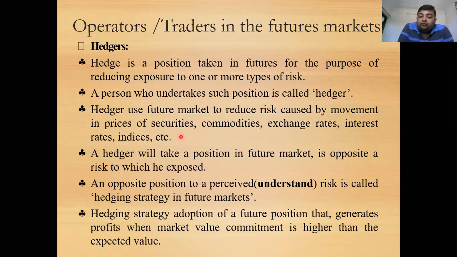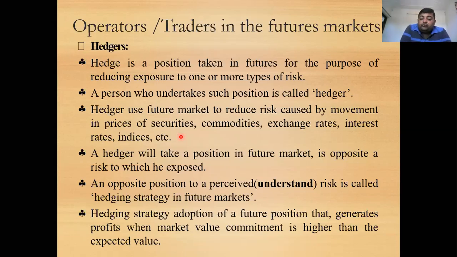A hedger will take a position in the future market opposite to the risk to which he is exposed. For example, you have bought some securities of companies under the future market. For example, you have bought the 3-month future of Reliance Communication at the rate of rupees 100 per unit of underlying. Now, on the contrary, you will enter into some other future contract to sell the securities in the market. So in that case, the net effect will be nullified. If you are getting a loss in one market, then it is covered by the other future contract. So this is known as the hedger.